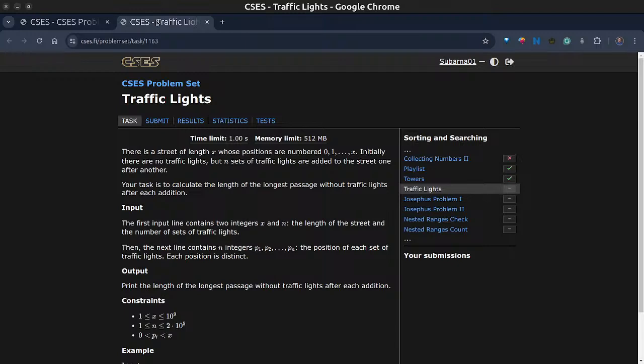Now we're left with traffic lights. There is a street of length x whose positions are numbered 0, 1, up to x. Initially, there are no traffic lights, but n sets of traffic lights are added to the street one after another. Your task is to calculate the length of the longest passage without traffic lights after each addition.